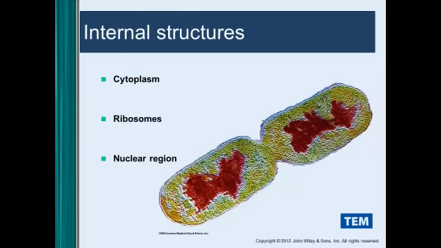Here you can see a picture of a bacterial nuclear region. This is an image taken through transmission electron microscopy, and it's a thin section of Escherichia coli with the DNA stained in red.